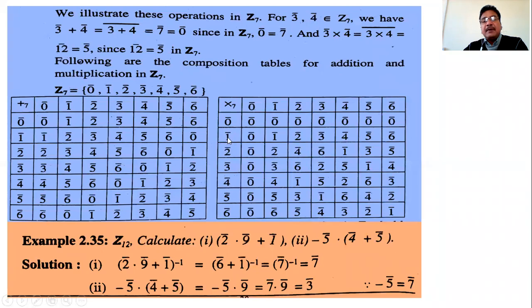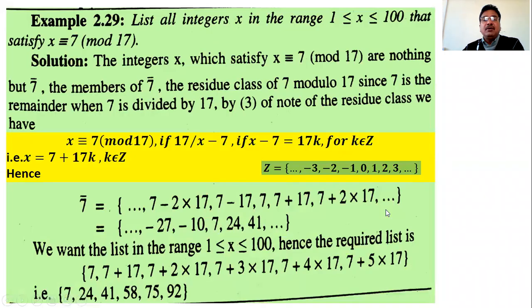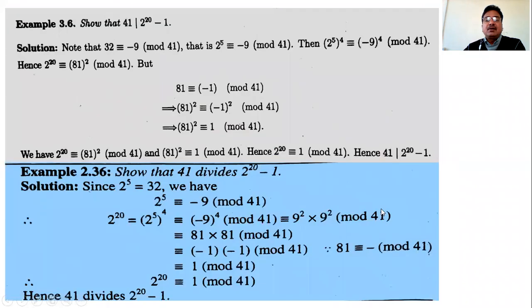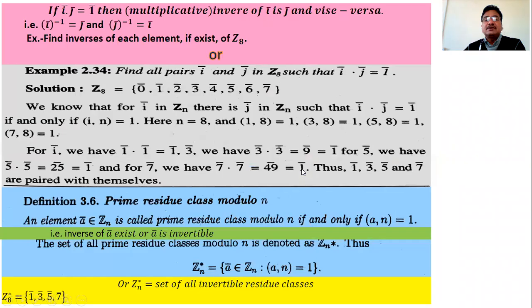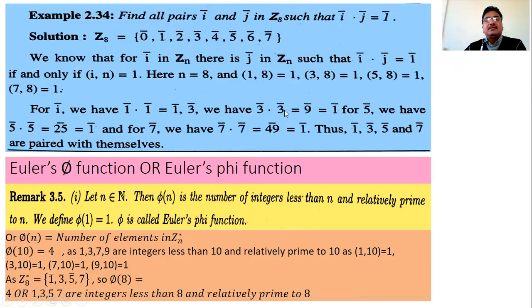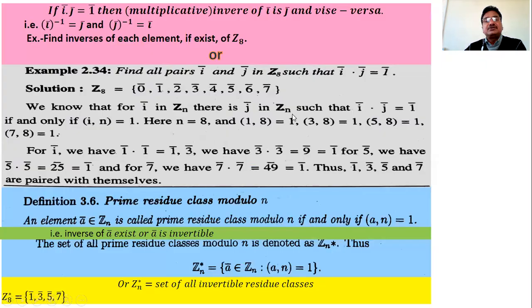So what is the inverse of 1 bar? It is itself, 1 bar. The inverse of 2 bar is 4 bar. The inverse of 3 bar is 5 bar. The inverse of 4 bar is 2 bar. The inverse of 5 bar is 3 bar; since the inverse of 3 bar is 5 bar, the inverse of 5 bar is 3 bar. In this way, the inverse of 6 bar is 6 bar, because 6 bar times 6 bar is 1 bar. So to find the inverse of each element, either use this theorem or draw the multiplication table and then find the inverses of each element.